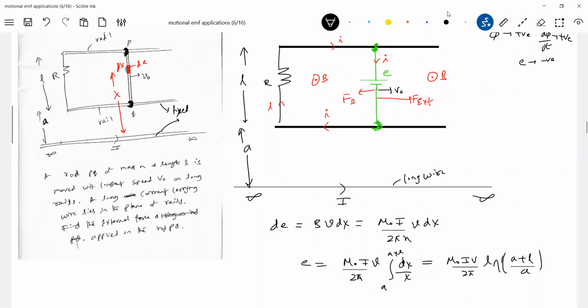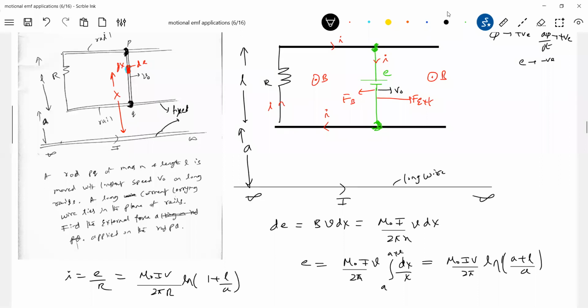Is it okay now? So in a non-uniform magnetic field, what should you do? Take a small element, find the EMF induced in that small elemental length dE, then integrate to get the total EMF induced. Then what is i? i is equal to E by R, which is mu naught I V by 2 pi R times log of 1 plus L by a. Keep it here now.